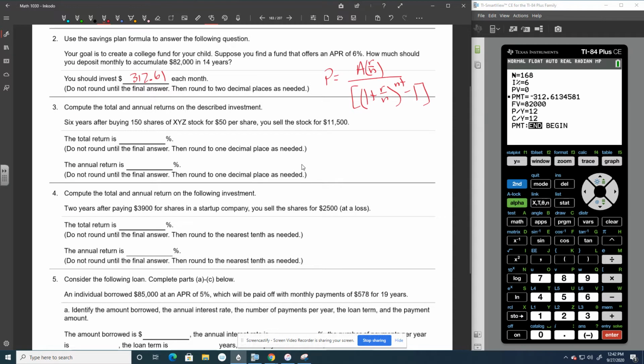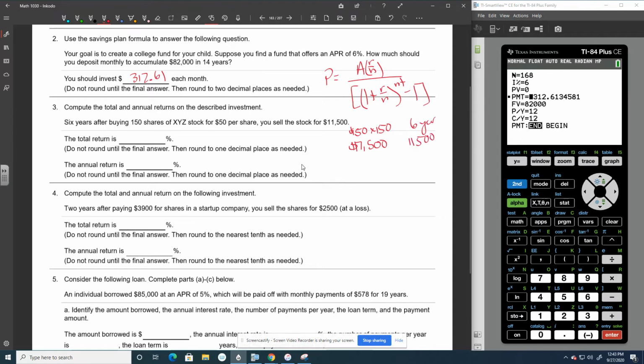Okay, number 3, compute the total and annual returns on the described investment. So 6 years after buying 150 shares at $50 per share, you sell the stock for $11,500. The total return is, so I spend $50 per share and I buy 150 shares. So I spent, that's going to be $7,500 was my initial investment. And 6 years later, I sell it for $11,500.